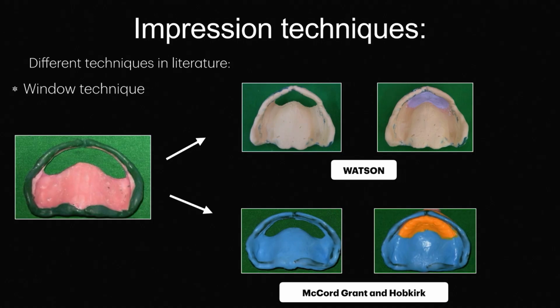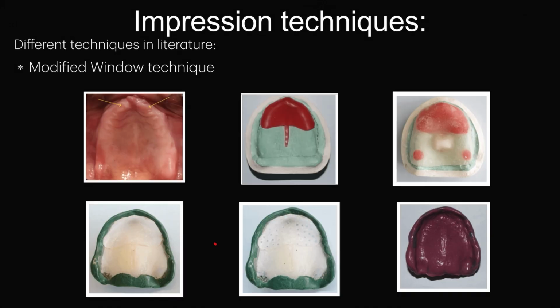Next is the window technique, where zinc oxide eugenol and impression plaster are used for the normal and flabby tissue respectively. There are also some modifications of the window technique where light body and medium body are also used. This is the modification of window technique where perforations are made in the flabby tissue region and final impression is taken using medium body impression material.